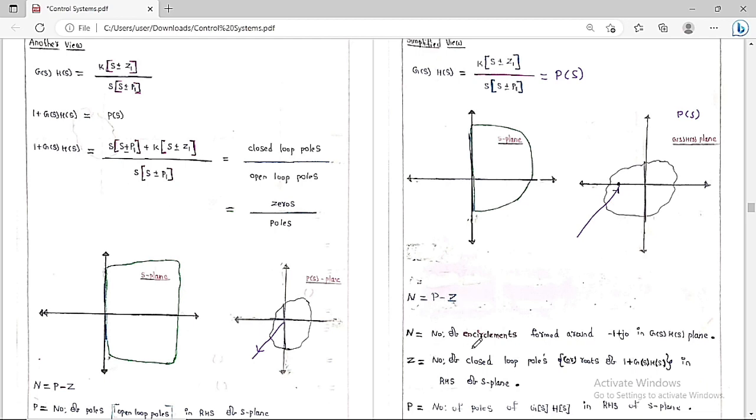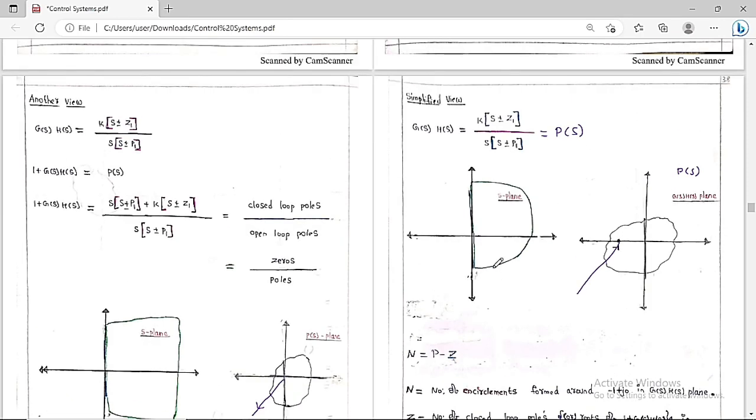N means the number of encirclements which are formed around the minus 1 plus j0 in the G of S H of S plane. So in the G of S H of S plane, or P of S plane also you can say here. So N indicates the number of encirclements which are formed around the minus 1 plus j0 in the G of S H of S plane. Then what is the P? What does P indicate?